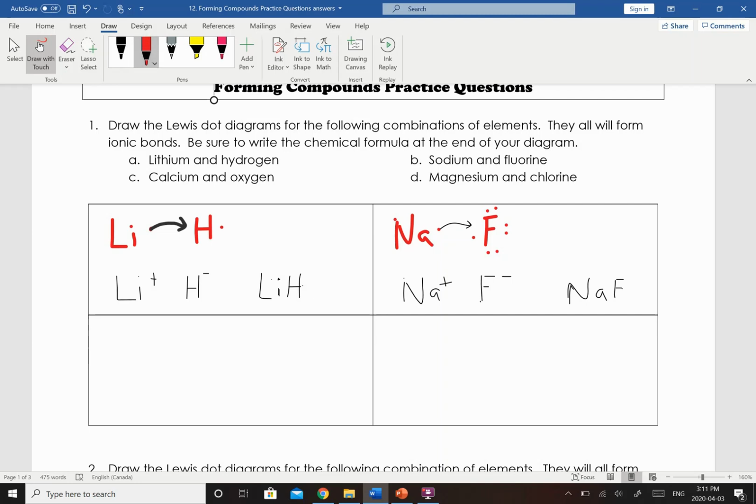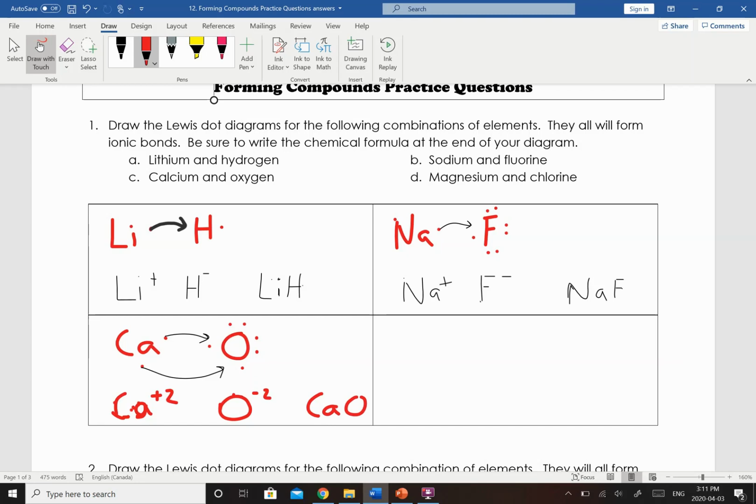Calcium oxide, calcium with 2 valence electrons, and we have oxygen with 1, 2, 3, 4, 5, 6. Calcium is going to give up its 2 valence electrons to oxygen, and we end up with calcium plus 2 and oxygen minus 2, and our final formula is CaO.